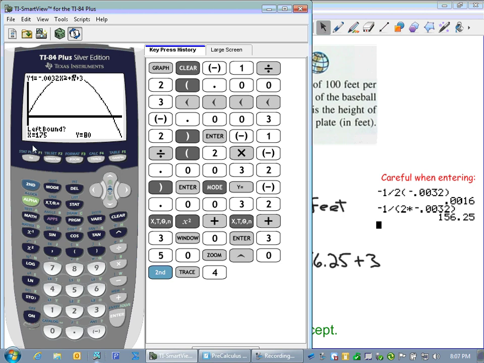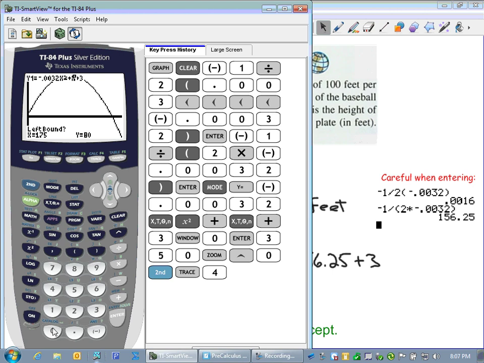And here I want to find the maximum, so I'm going to choose option number 4. It's going to ask me for left bound, right bound, and a guess. So for left and right bound, I want to set an interval that will capture that maximum. This is pretty easy with parabolas because the whole thing has only one maximum. It only has one extreme value. So I can really use the whole window as my left and right bounds if I want. It makes it nice and easy.